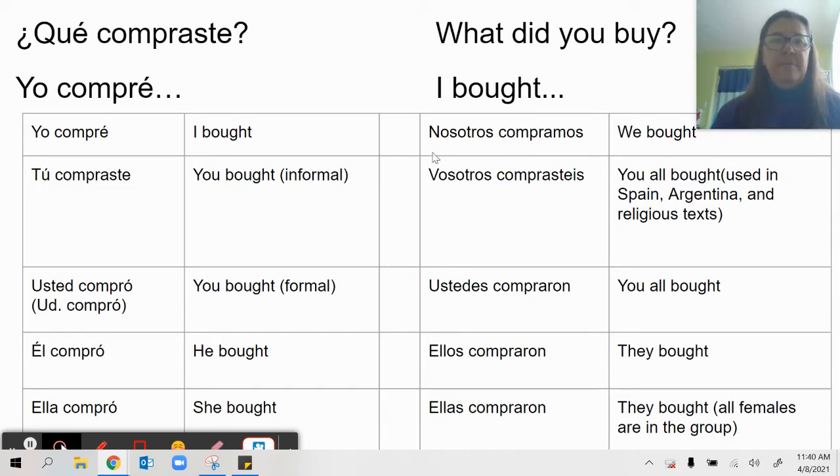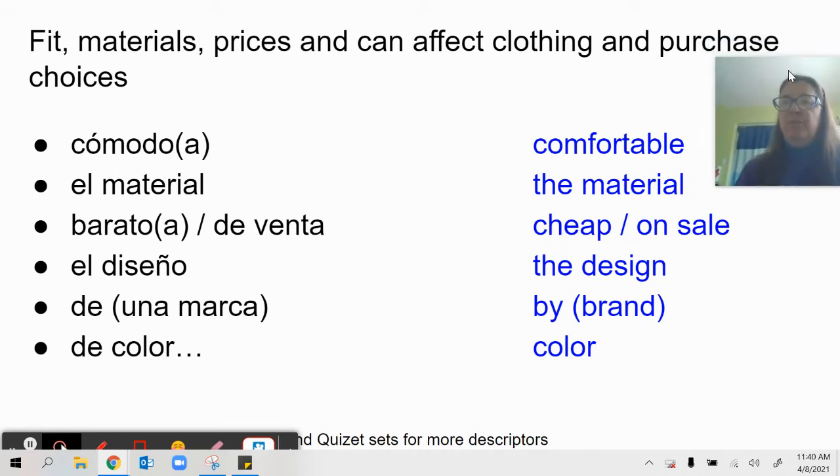Something for you to think about. What you may have bought or what you may have worn recently can depend on whether or not it was comfortable or the type of material. So let's practice some of these things. Cómodo, cómoda. El material. Barato, barata. De venta. El diseño, una marca, de Nike, de Coach, de color. And you guys have access to your vocabulary list and you have access to Quizlet sets, so you have access to other vocabulary descriptors.